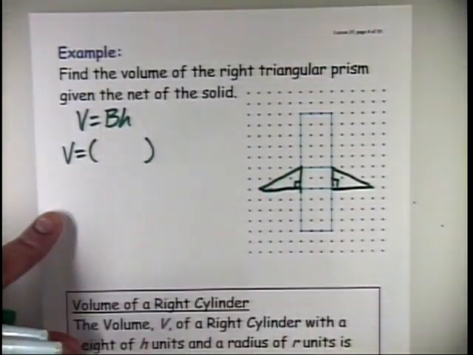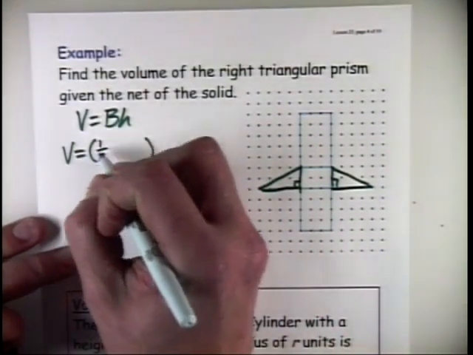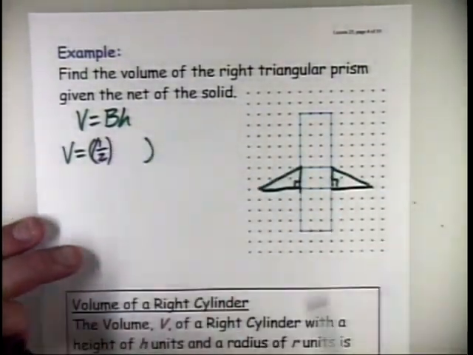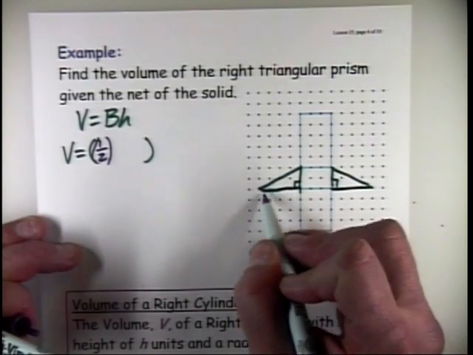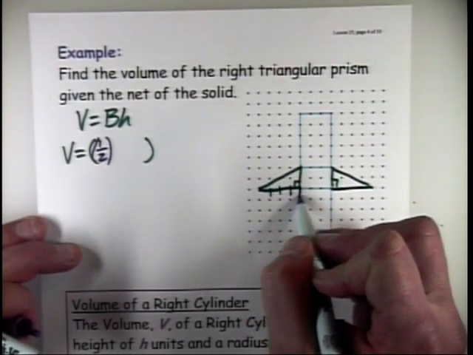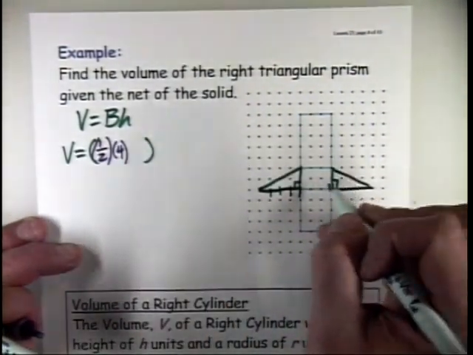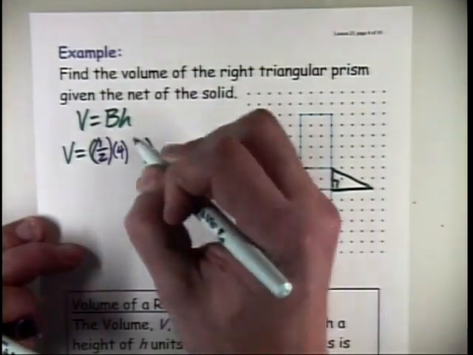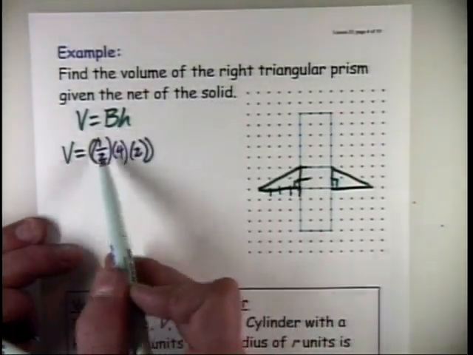The big B is going to be 1/2. This is the area of a triangle again, 1/2 times the base. Well, this is isometric dot paper, so I can actually count. The base of one of the triangles is from here. We got 1, 2, 3, 4 units times the height of the triangle is going to be 2 units up. So again, this calculation right here is just the area of the base.